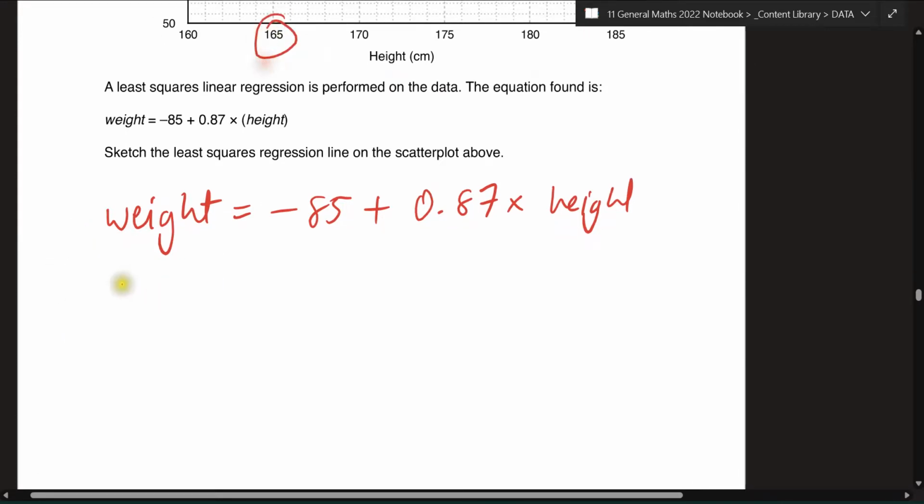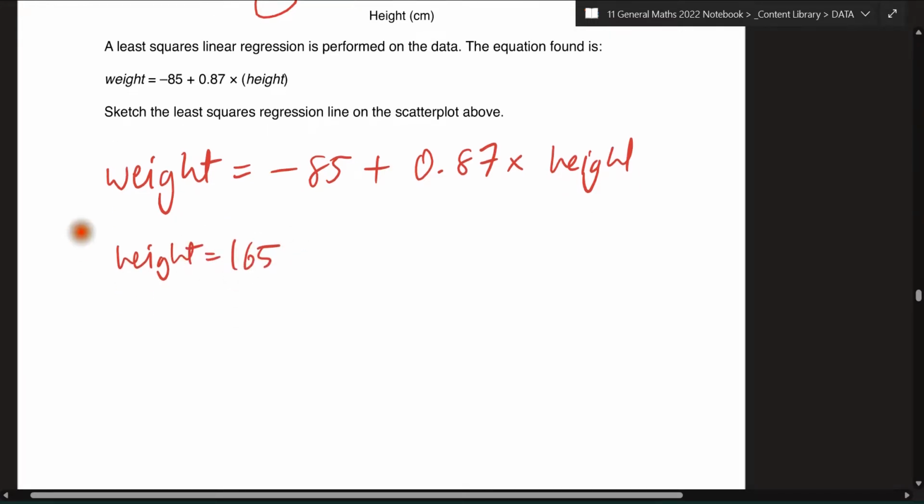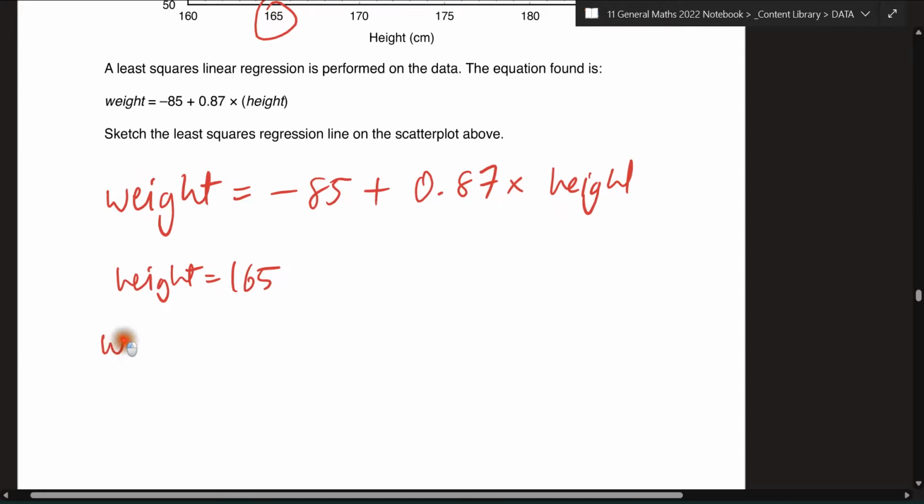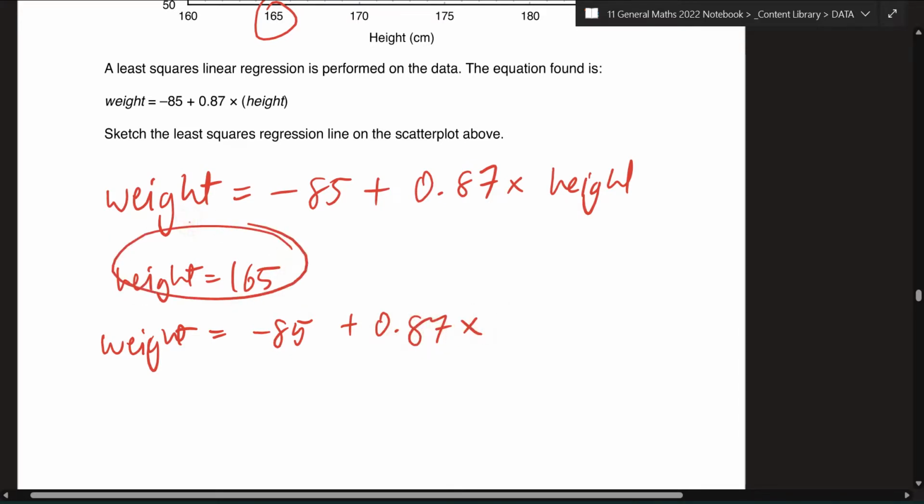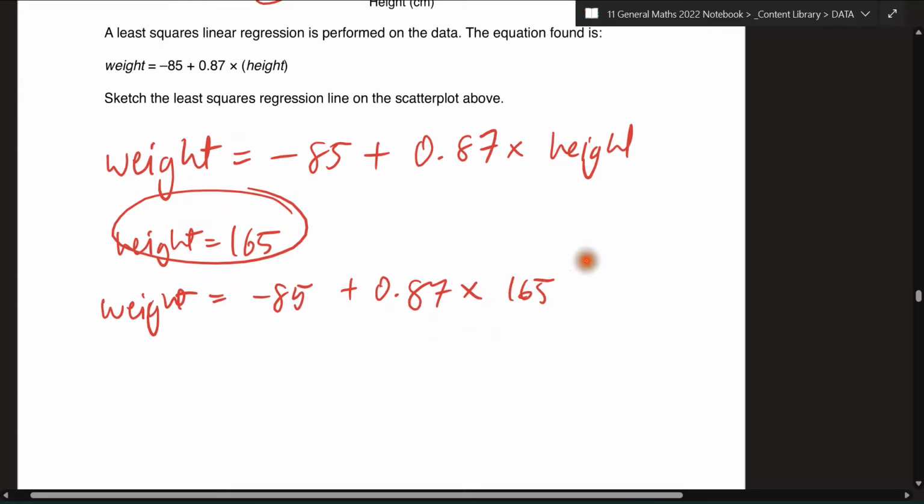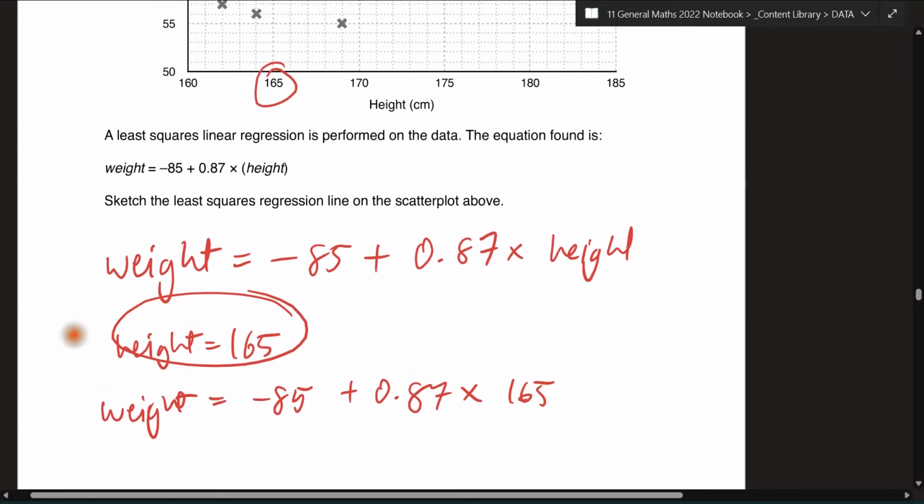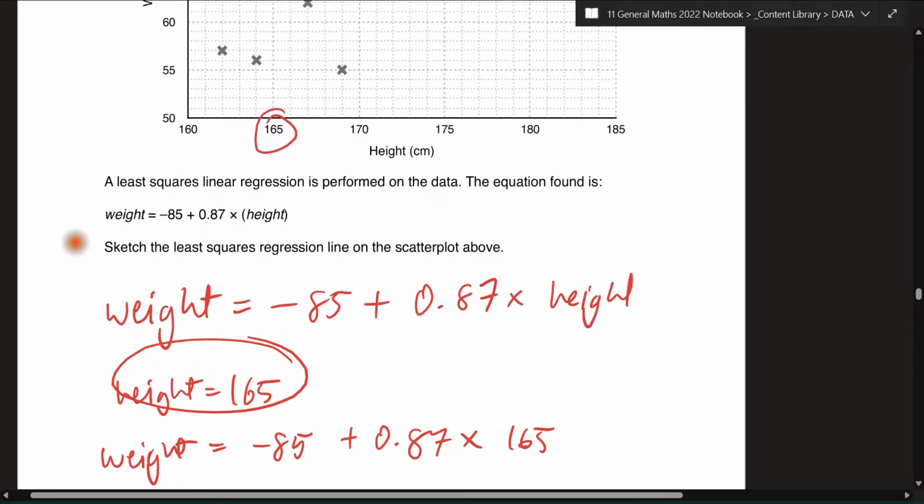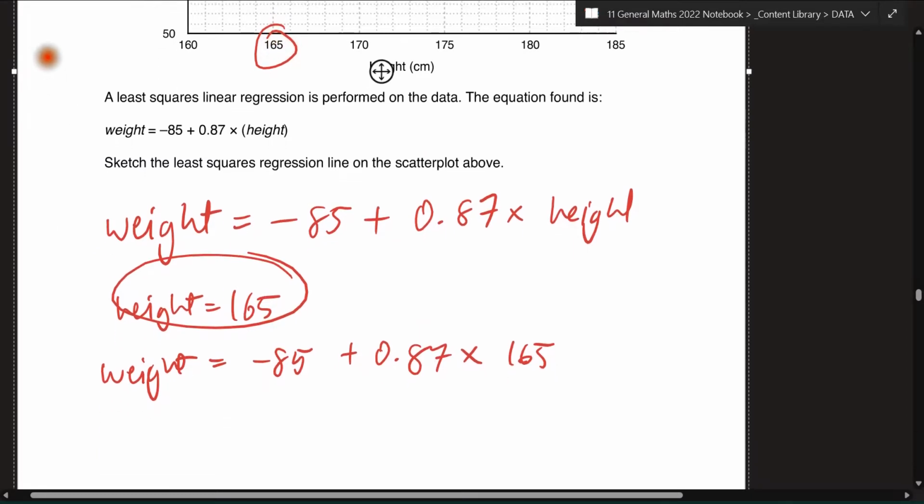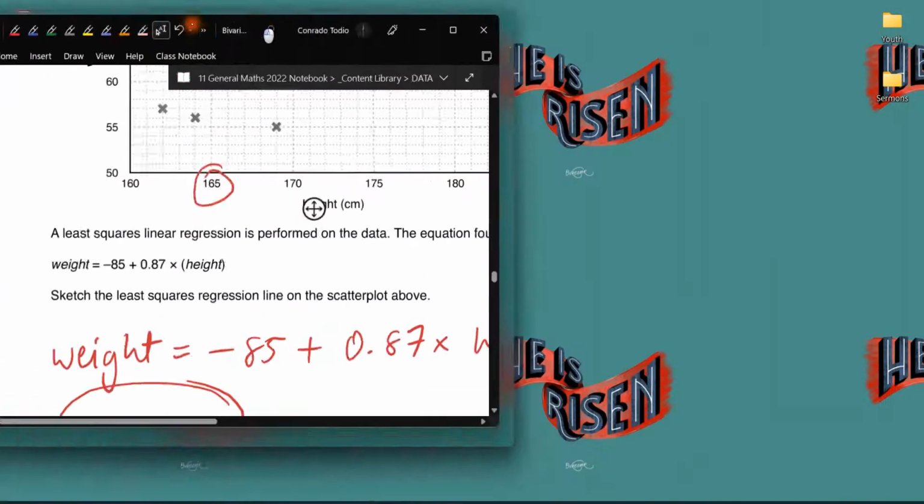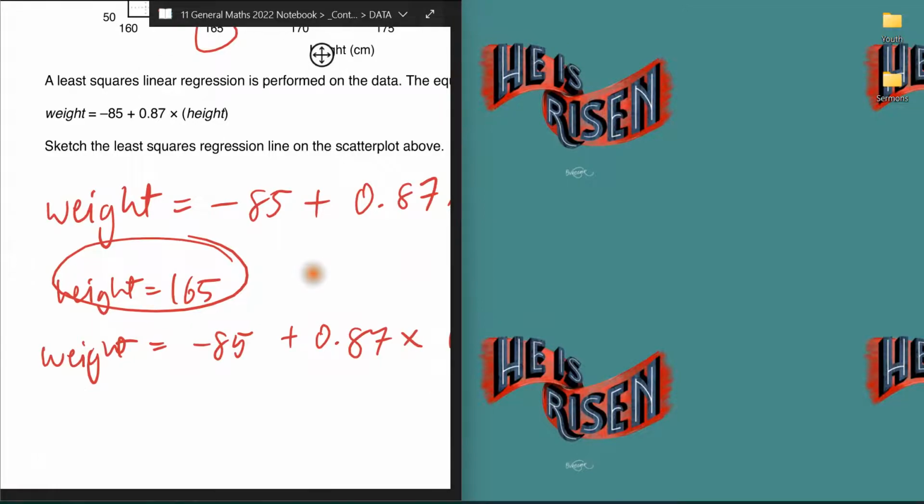So if we use 165 as my height, I'm going to put it into my formula. Weight is equal to negative 85 plus 0.87 times the height of 165. And what this is going to do is tell me exactly the coordinates if my height was 165. So on my calculator, I'll leave that up for you guys so you can look at it.